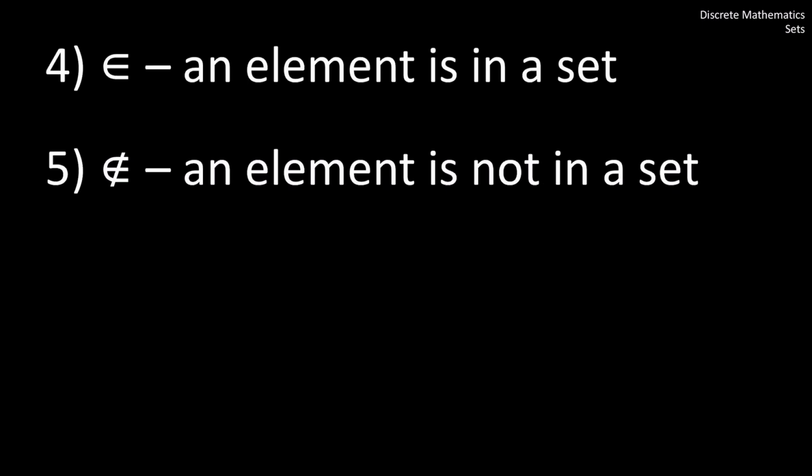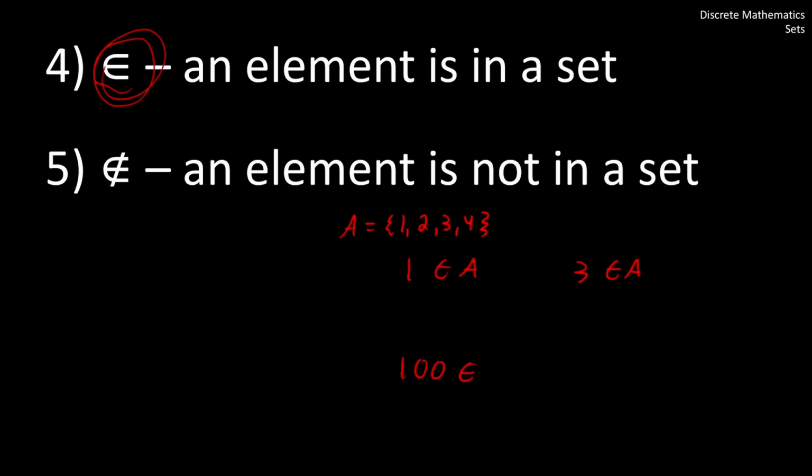This brings us to our next concept: how do we represent that an element is in a set? If we have a set A equal to 1, 2, 3, and 4, we can say that 1 is in set A and 3 is in set A with this symbol up above. But let's say that an element is not in the set. We see from A that 100 is not in the set. So we would say that 100 is not an element of A, using the symbol of element with a slash through it. And also, 200 is not in A, with the slashed symbol.